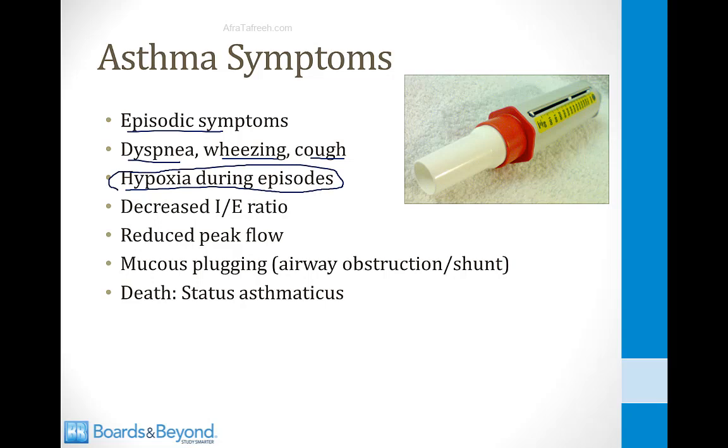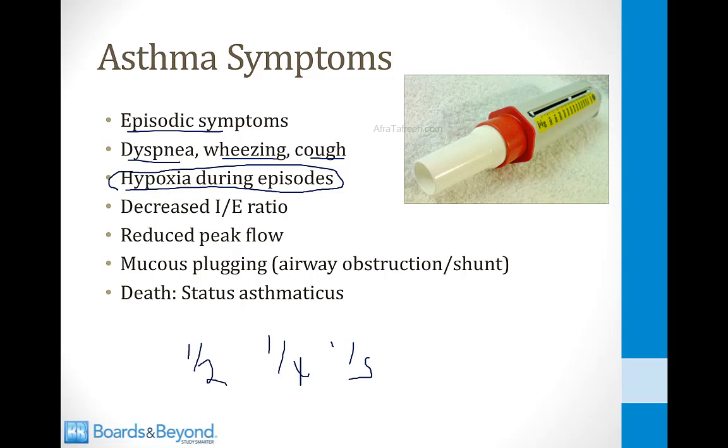So normally the amount of time you spend inspiring to exhaling is about 1 to 2 or maybe 1 to 3. In patients who have asthma, the expiratory phase gets prolonged because it takes longer to get that air past the obstruction. So this ratio can fall and become 1 to 4, for example, or even 1 to 5. So that's a decrease in the I to E ratio.